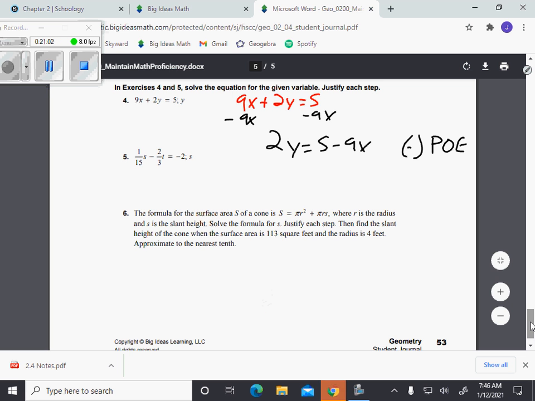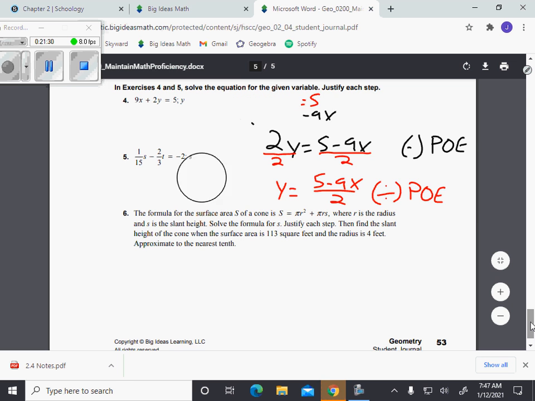Is y by itself yet? No, it still has that 2, so we've got to divide by 2. So we're going to get y is equal to 5 minus 9x, divided by 2. That's the division property of equality. And I'm done. Yeah, I got y by itself. That's exactly what they asked us to do. I'm going to leave number 5 for you guys.